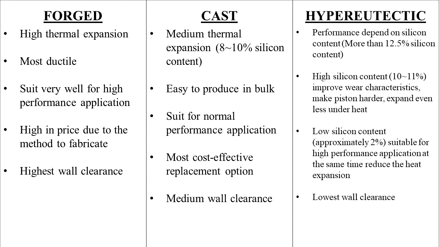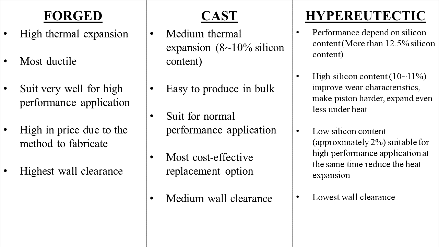Okay, the last one is the hyper-eutectic piston. The hyper-eutectic piston performance depends on the silicon content. A piston with 12.5% silicon content or above is considered a hyper-eutectic piston. But as you can see, I also put the high silicon content and low silicon content pistons inside this category because they are different from the cast piston.